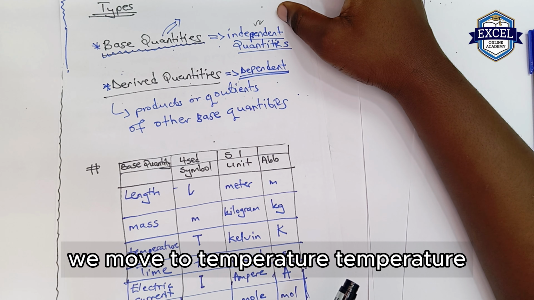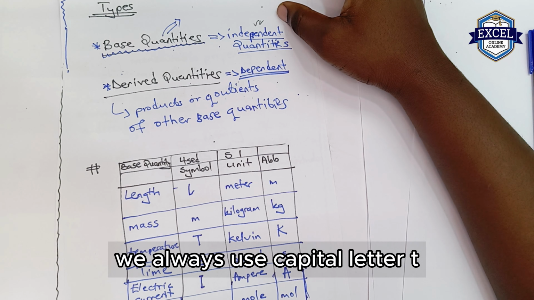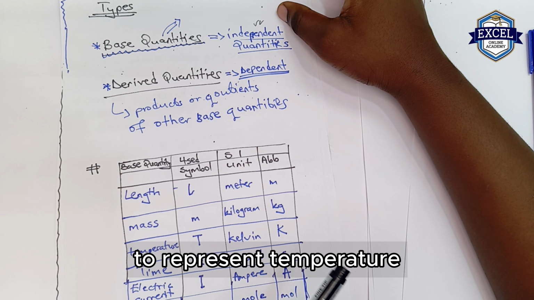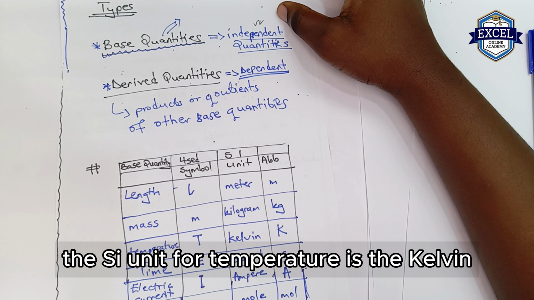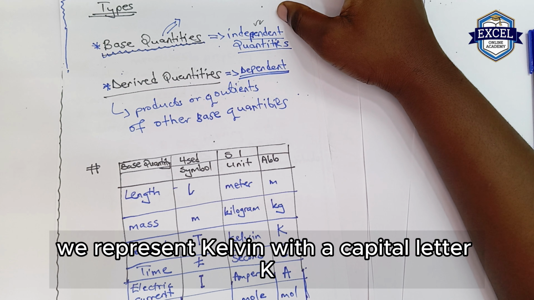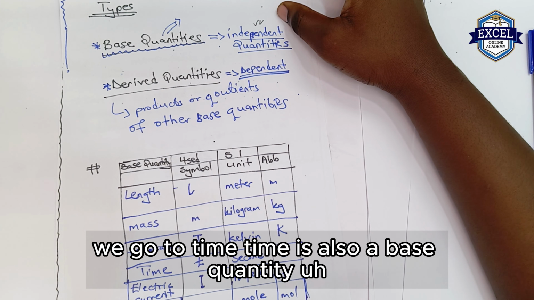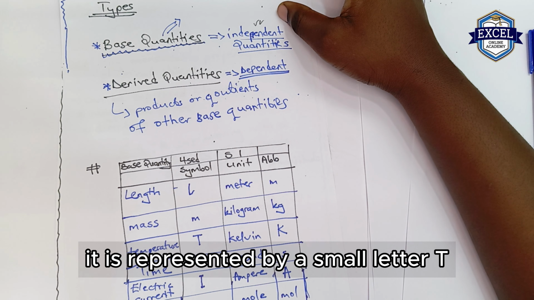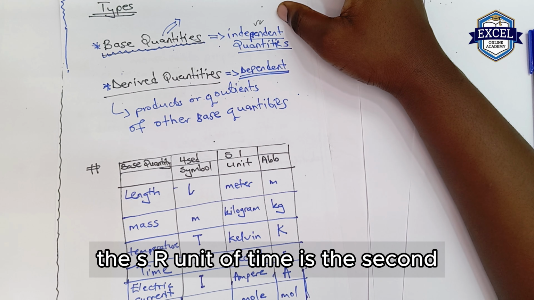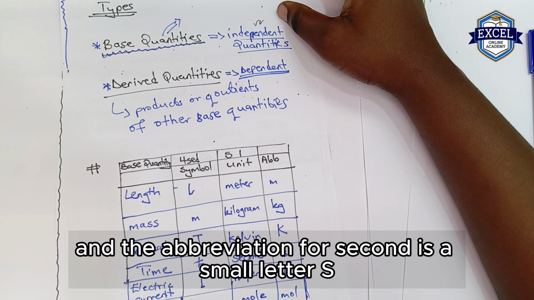We move to temperature. For temperature, we always use capital letter T to represent temperature. The SI unit for temperature is the Kelvin. We represent Kelvin with a capital letter K. We go to time. Time is also a base quantity. It is represented by a small letter t. The SI unit of time is the second, and the abbreviation for second is a small letter s.